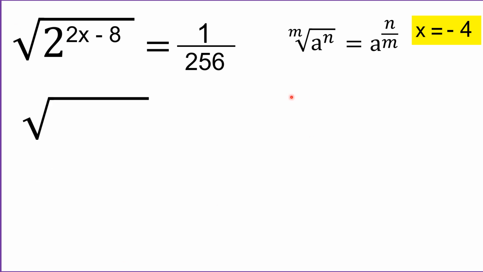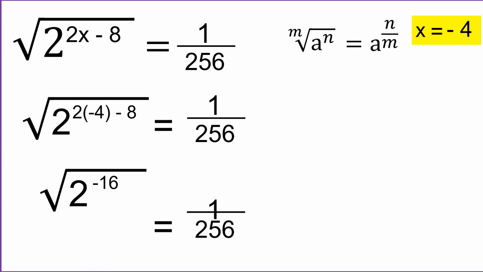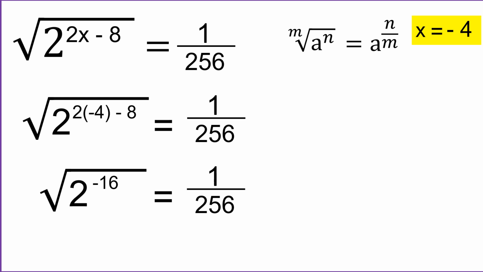Let's check if our answer is correct. x is equal to negative 4. We just substitute negative 4 for the variable x in our equation. So square root of 2 raised to 2x minus 8, so 2 times negative 4 minus 8, because x is negative 4, is equal to 1 over 256. To simplify, 2 raised to, what is 2 times negative 4? Negative 8. And negative 8 minus 8 is negative 16. So the exponent is negative 16, equal to 1 over 256.